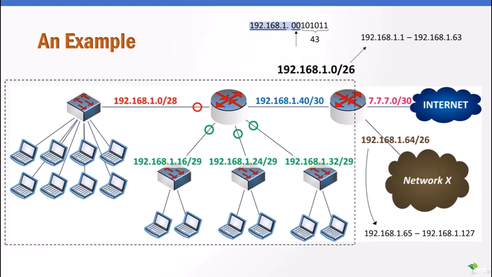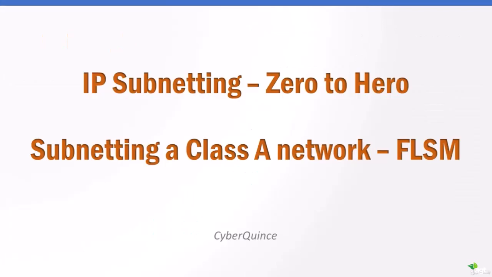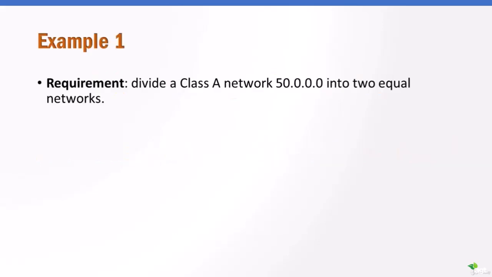But don't worry, we're going to practice some more, and we're going to go through some more examples in our future lessons. Let's dive into our examples. We're going to begin with subnetting a Class A network using FLSM. In the first example, we need to divide a Class A network 50.0.0.0 into two equal networks.